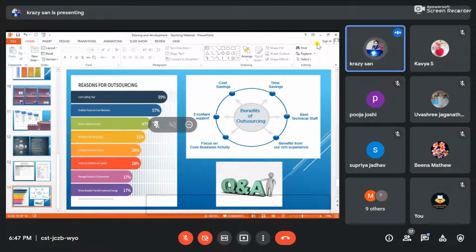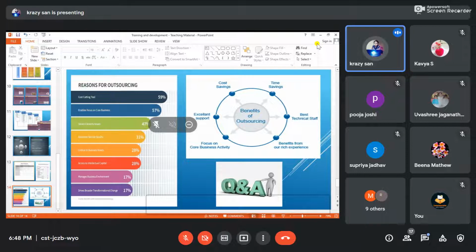Then comes training outsourcing. When training is outsourced, what are the different factors that play a role? Cost cutting, enables focus on core business, solves capacity issues, enhances service quality, critical to business reach. This percentage is according to the industry and the organization, and can fluctuate. Okay, so it's not a rigid percentage, it can fluctuate. Then access to intellectual capital, manages business enforcement, drives the broader transformation change.